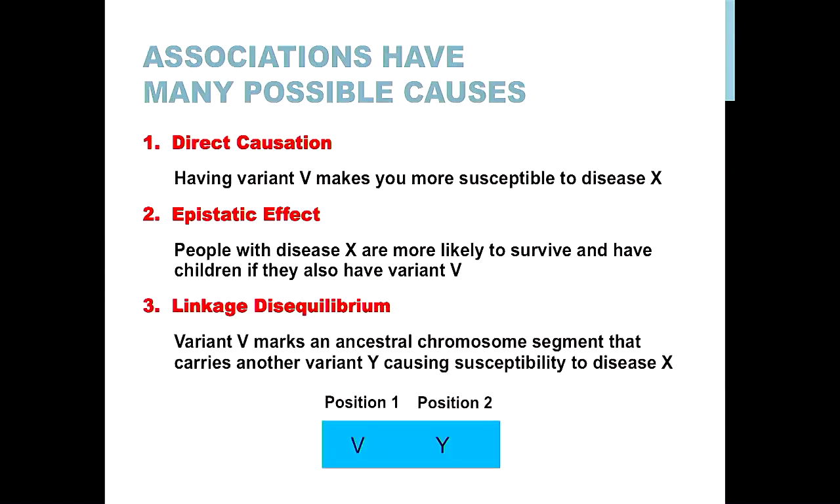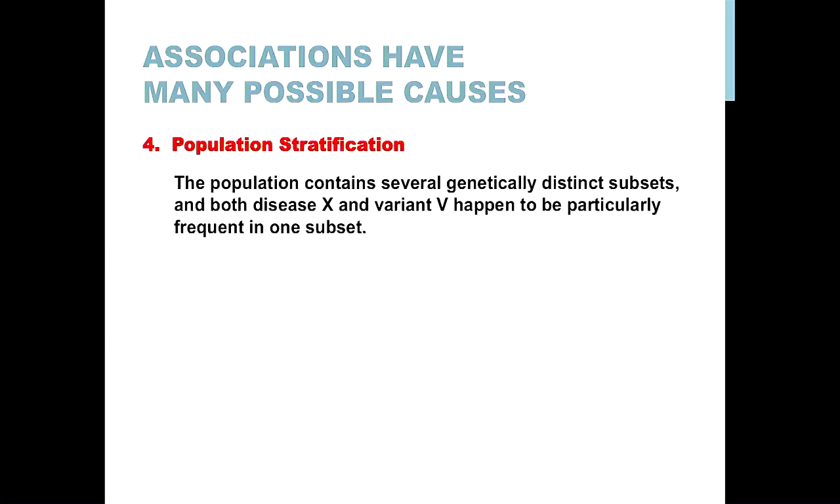The third one we've already talked about. Another possible reason for association is linkage disequilibrium. So the variant V marks an ancestral chromosome that carries another variant Y, causing susceptibility to disease X. In this case, we say that V is associated with disease X, but Y is actually the one causing disease.